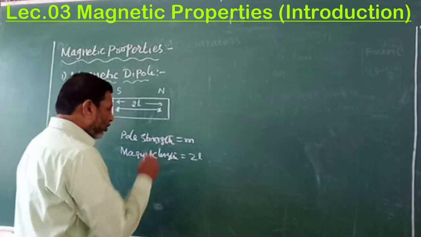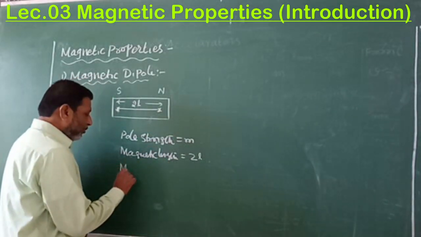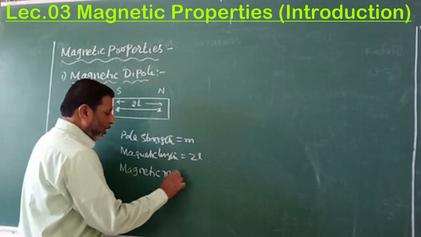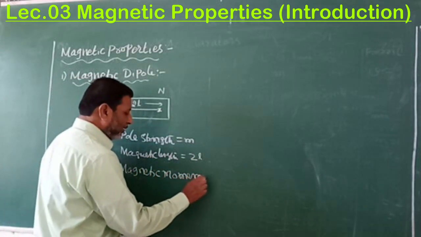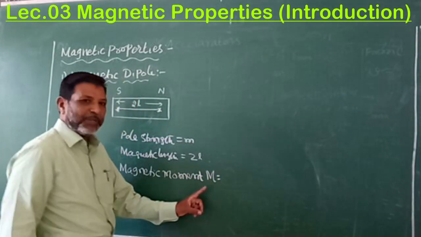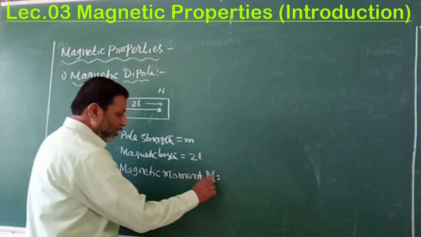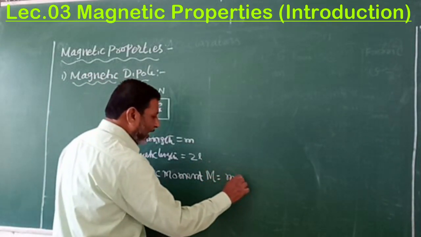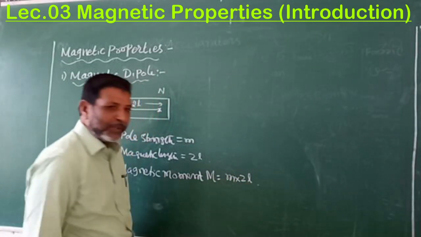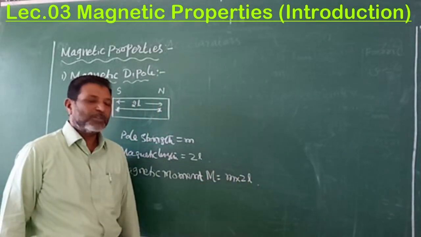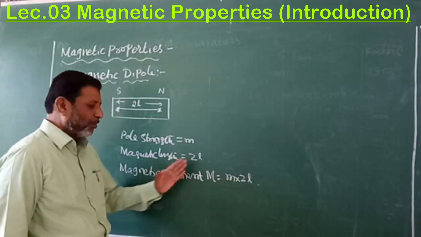And there is one more point here. It is the magnetic moment. Magnetic moment, symbolically, is represented by capital M, and it is equal to the product of the pole strength and magnetic length, that is m into 2L. This product is known as the magnetic moment.